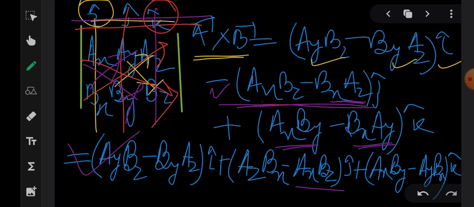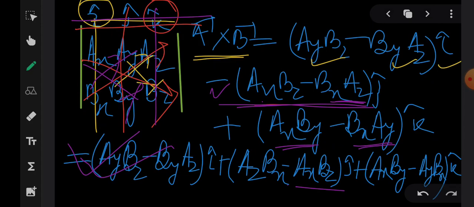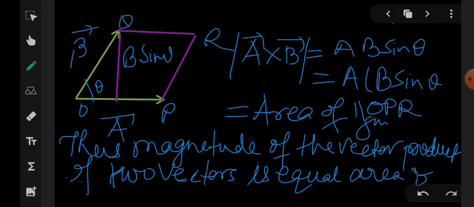Now if we compare this one with this one, you will find that both are the same. So in this way, we can find the vector product of two vectors.